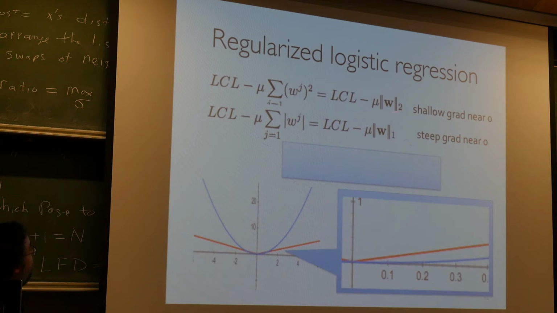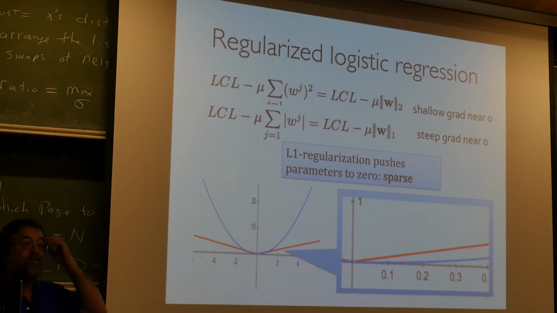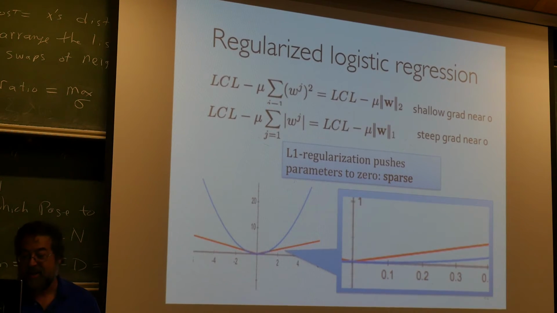So to summarize, here you get a really shallow gradient near 0. Here the gradient near 0 is still pretty steep. So this regularizer is going to push parameters not just towards 0, but actually to 0. You'll get a bunch of parameter values that are actually 0, so you end up with a sparse classifier that just doesn't look at a bunch of parameters at the end of the day.